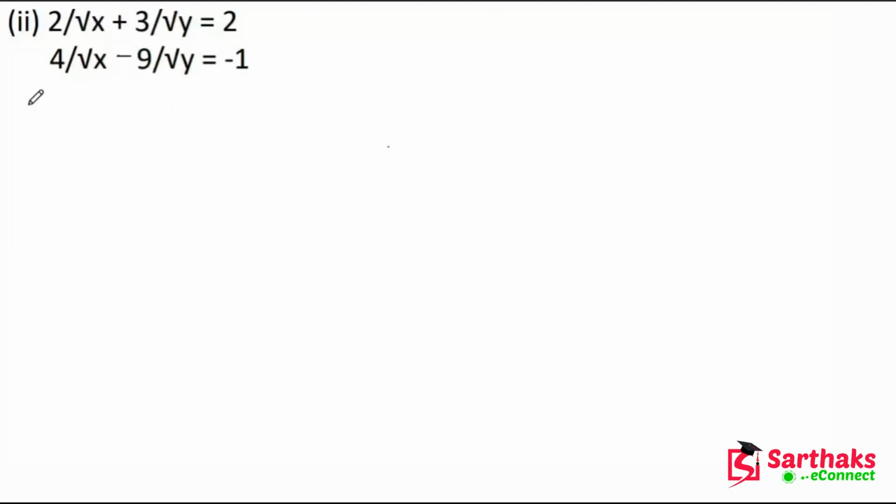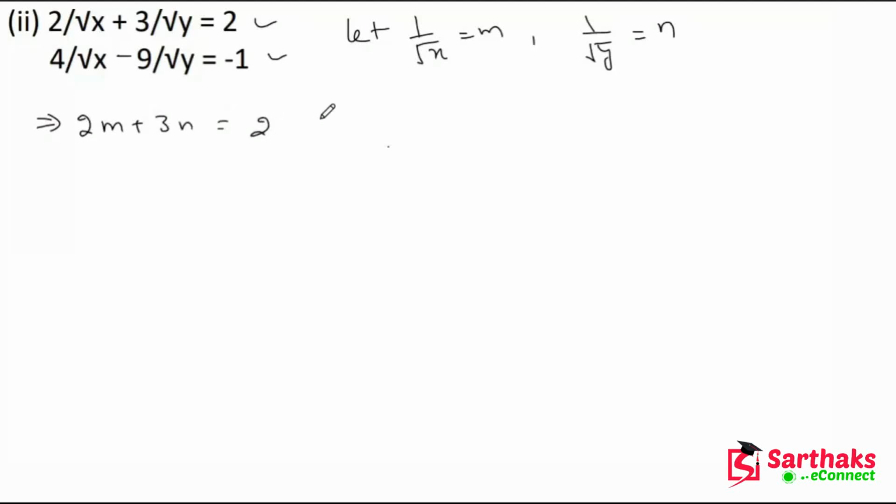The second question is, we have 2 upon under root x plus 3 upon under root y is equal to 2, and 4 upon under root x minus 9 upon under root y is equal to minus 1. So friends, let 1 upon under root x be equal to m and 1 upon under root y be equal to n. Now putting in, we get 2m plus 3n is equal to 2. This is our first equation. And it will become 4m minus 9n is equal to minus 1, and it will become the second equation.